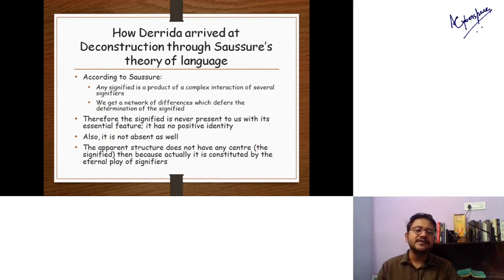So we get a network of differences which defers the determination of the signified. Now this also we find in Saussure. So two things we find basically. One is the signified is a product of a complex interaction of several signifiers. And the second thing is that we get a network of differences, right, which defers the determination of the signified. These two things were already there. And Derrida particularly was interested in these two things, which Saussure said in his Course in General Linguistics. And therefore, the signified is never present to us with its essential feature.